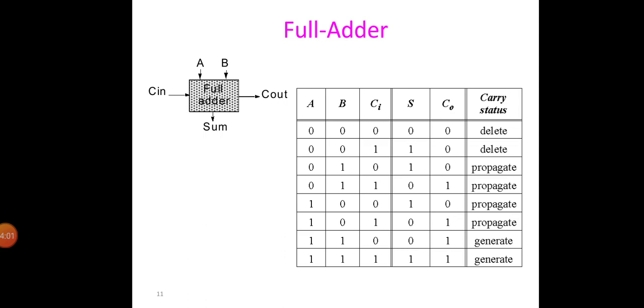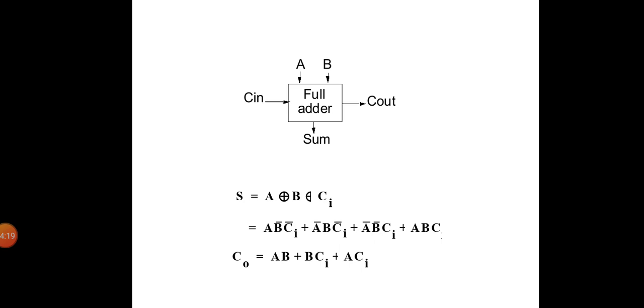First we will see the full adder, which shows the truth table of the full adder. Here A, B are the adder inputs and Ci is the carry input. S is the sum output and Co is the carry output. The Boolean expressions for S and Co are written as S is equal to A exclusive-OR B exclusive-OR Ci, which is equal to A B bar Ci bar plus A bar B Ci bar plus A bar B bar Ci plus A B Ci. And Co will be equal to AB plus BCi plus ACi.